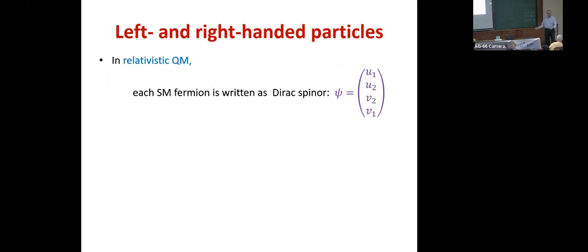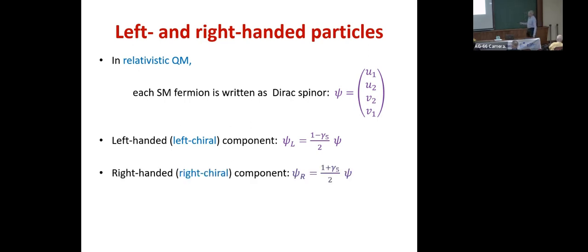Of course, we do the standard model as a quantum field theory, which is based on relativistic quantum mechanics, in which you write each fermion as a Dirac spinor, psi, and then you have its left chiral component, which you obtain by multiplying this spinor by (1 minus gamma 5)/2, and you call this the left chiral component. Whereas if you multiply this by the matrix (1 plus gamma 5)/2, you will call that a right chiral component.